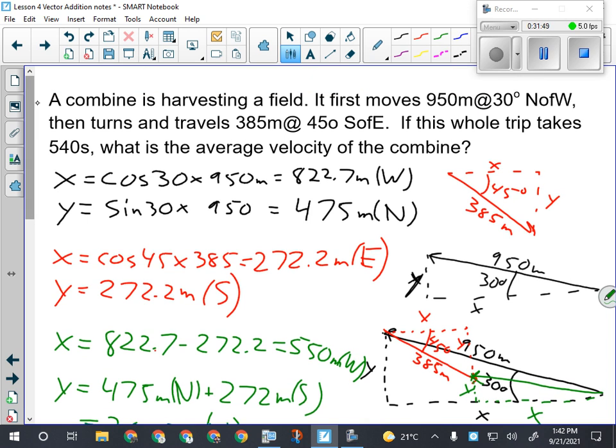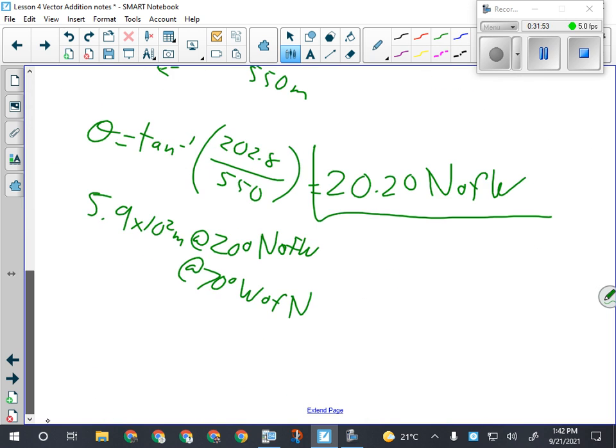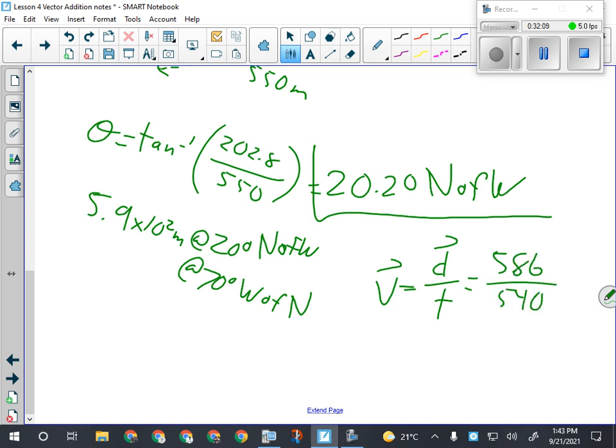So now, the last thing asked: if the whole trip takes 540 seconds, what's the average velocity of the combine? It's just this added v equals d over t question, so that'll be 5.9. Actually, we would use the 586 because it's not the last step, divided by 540, and that would give us our overall velocity. The velocity would have the same vectors as the displacement.